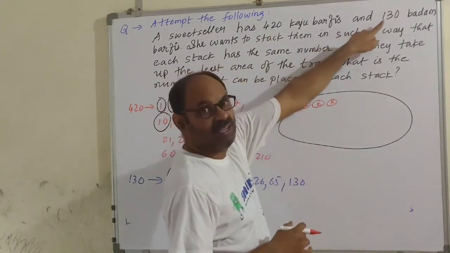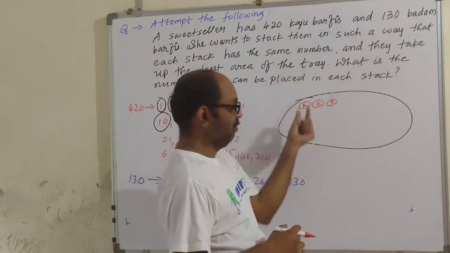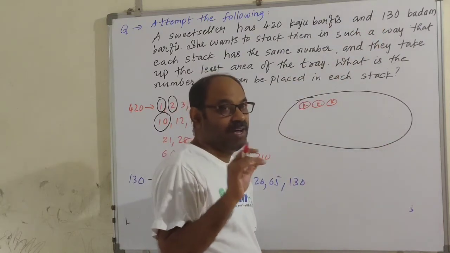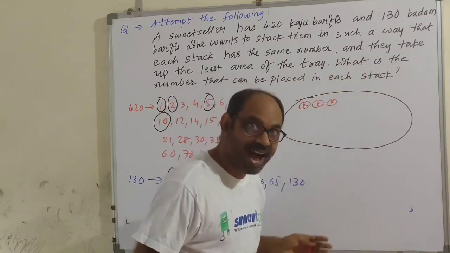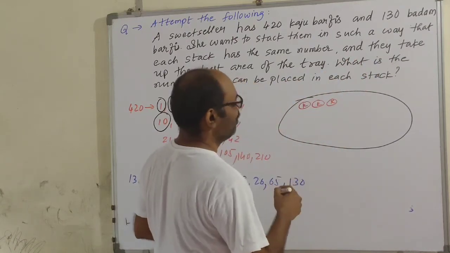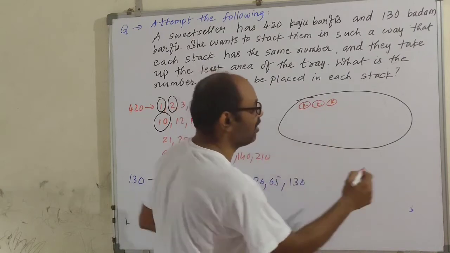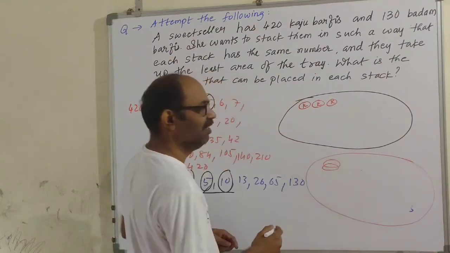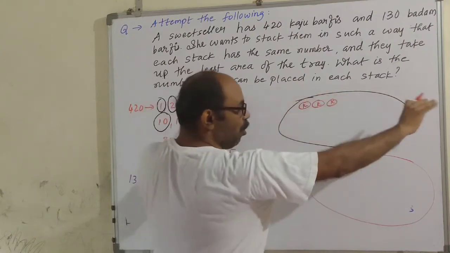After that, 130 burfis in this tray I'll have to put, and in every stack only 1 burfi. So it is going to occupy a larger area. Fine, so I won't take this, it's taking a larger area. What happens when we take 2 burfis? The area will be reduced.